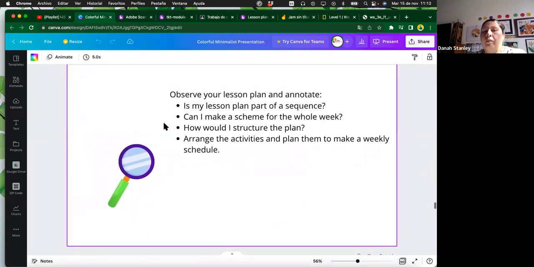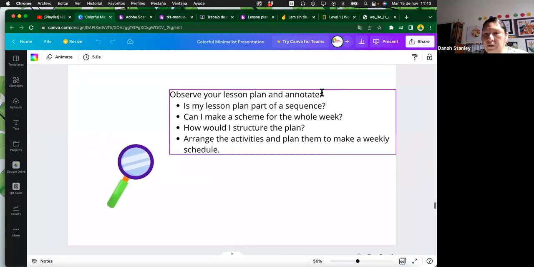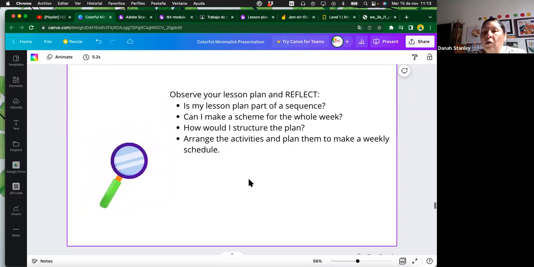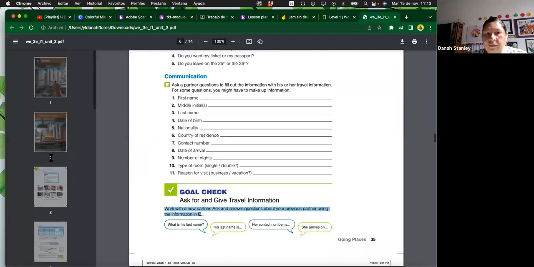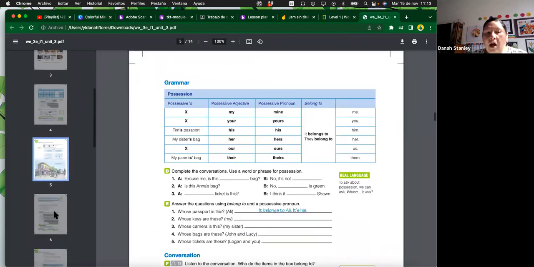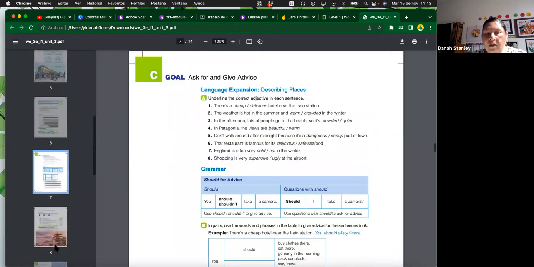Now, personally, observe your lesson plan. Don't annotate anything. Remember, it's reflection. Vamos a ponerle and reflect. Is my lesson plan part of a sequence? I have this unit. Are all the activities I'm proposing and presenting connected in a sequence?